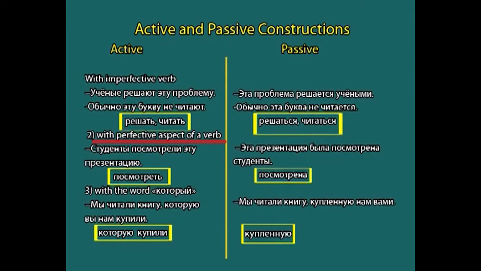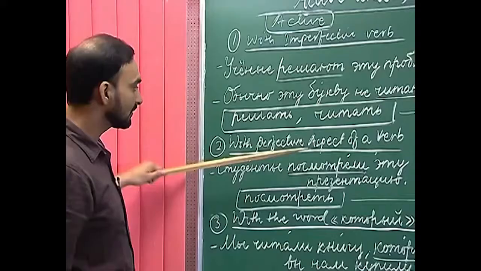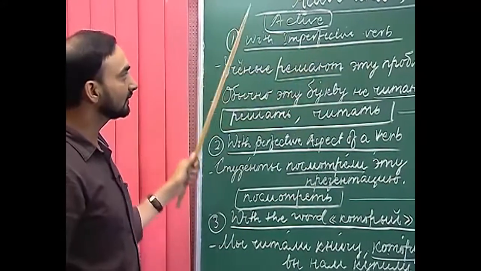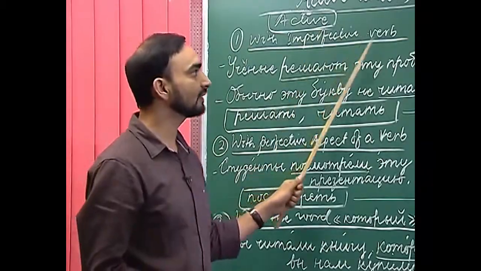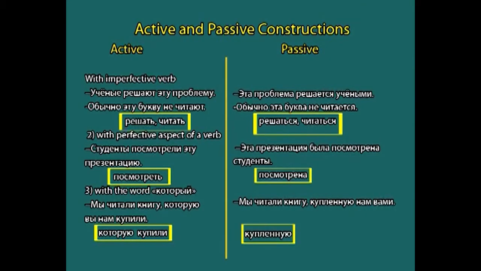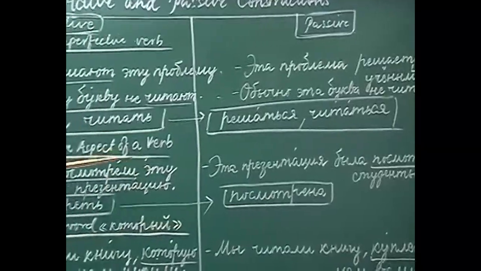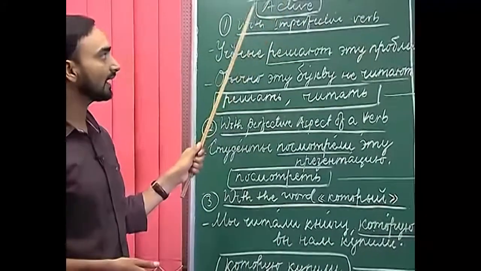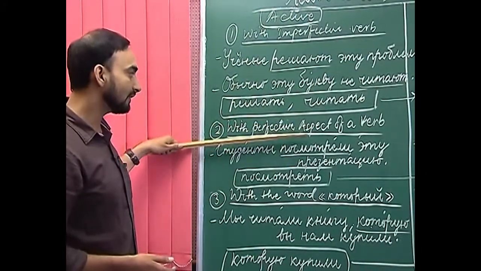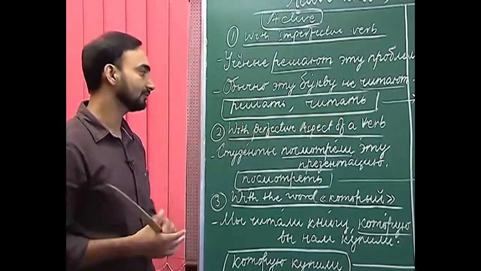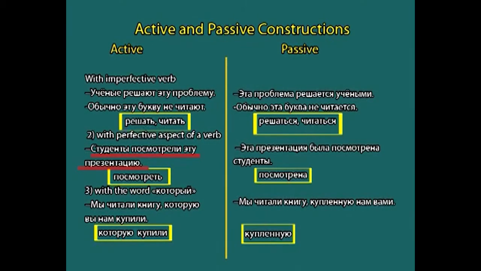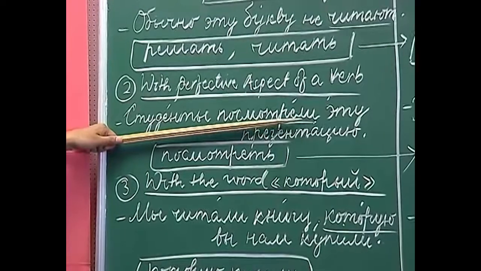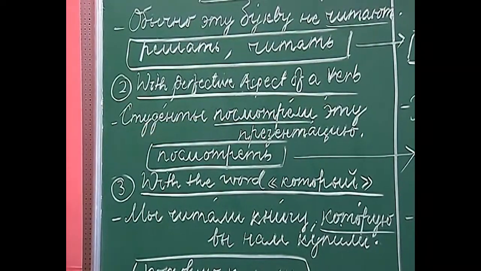Now the second type of active construction is with the perfective aspect of a verb. In the first part we learned that active constructions with imperfective verbs are changed into passive by using the reflexive verb. Now the situation is different. Now we are learning how to convert the active construction into passive when it has the perfective aspect of a verb. For example, studyanti pasmatreli etu presentatsiu. Pasmatrech, as you already know, is the perfective aspect of the verb smatrech, to look or to watch.